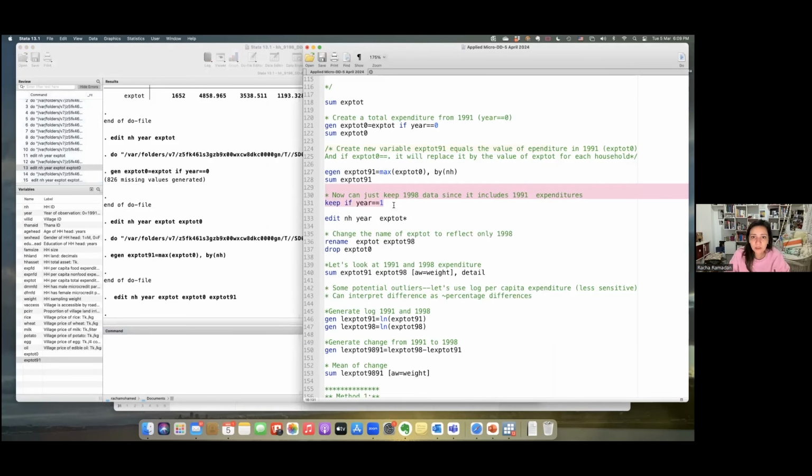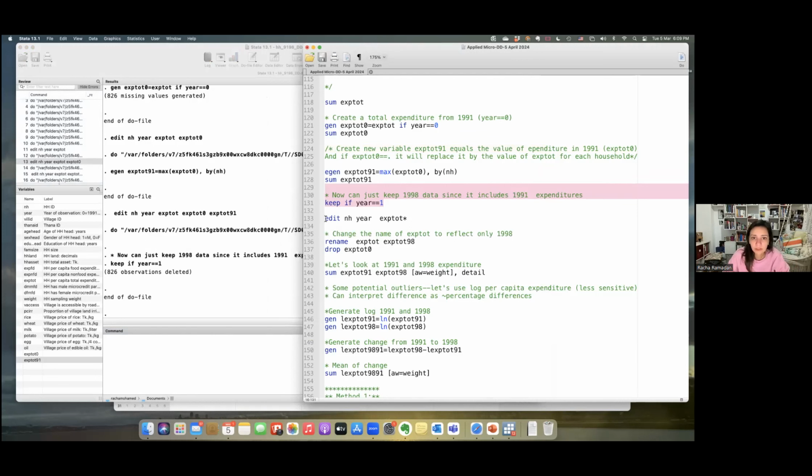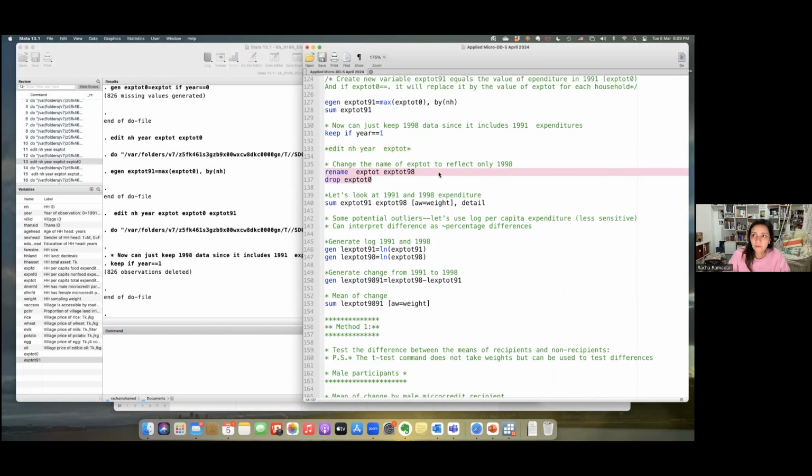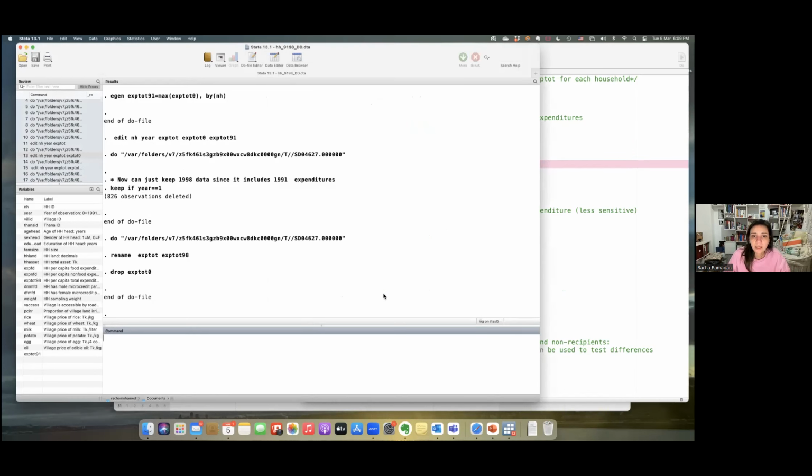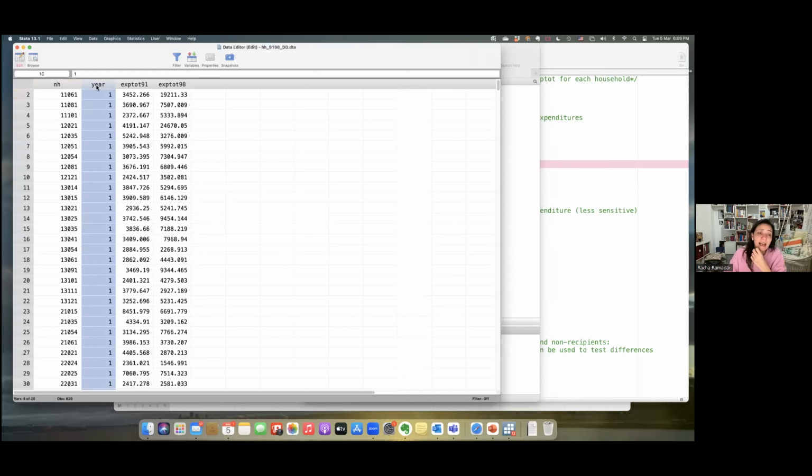So I will keep if year equals 1. Okay. And I will rename the variables and drop the variables that I don't want. And now I will show you the data. So I have the household identifier. I have all the years equal to 1 because I removed the other one, so I can drop the variable year. I have the total expenditure 91 in year 0 and total expenditure per capita in year 1, which is 98.